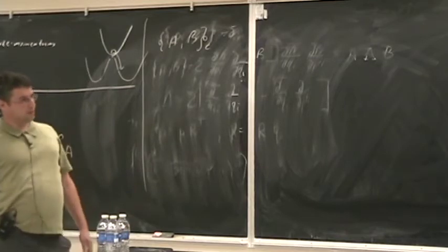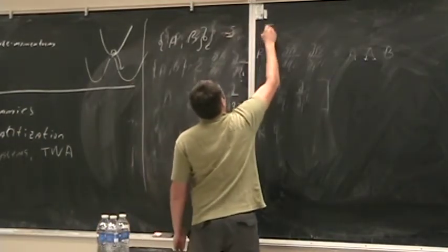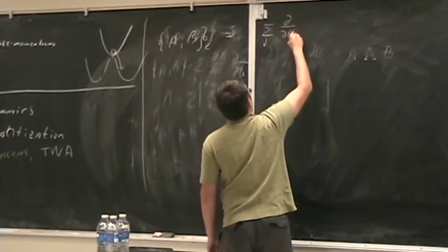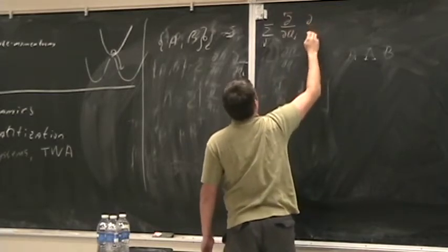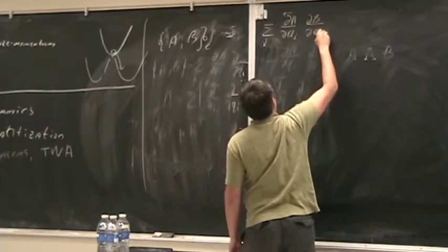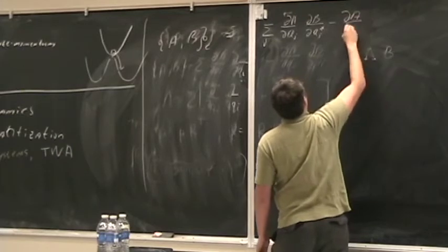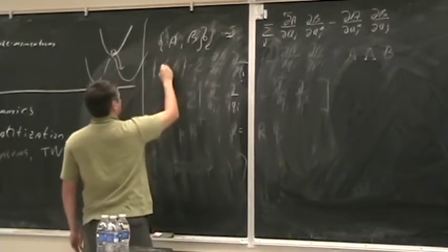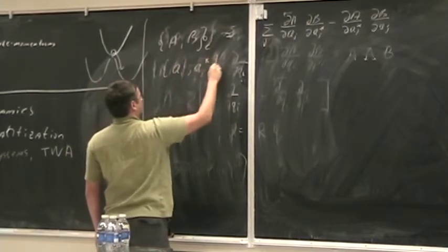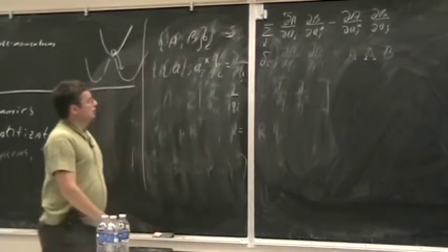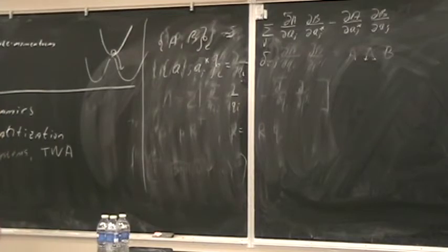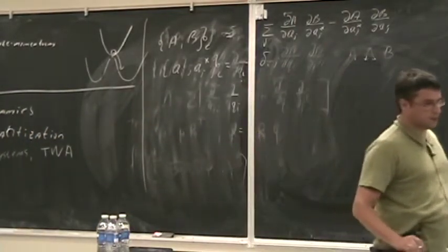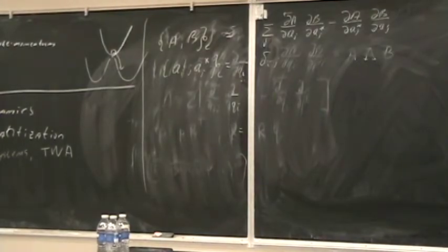Just because I don't like i. The coherent state Poisson bracket will be, by definition, a sum over all states. Let me use j: dB/dA_j times dA/dA_j star minus dA/dA_j times dB/dA_j star. I'm just motivated by asking that the Poisson bracket of A_i and A_j star is just delta_ij. So I don't have i, and you will see in a second why I'm doing this.